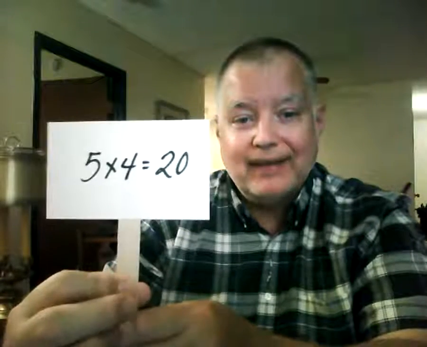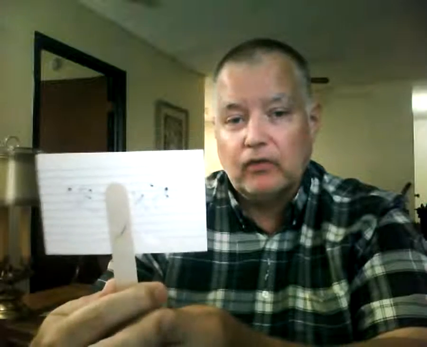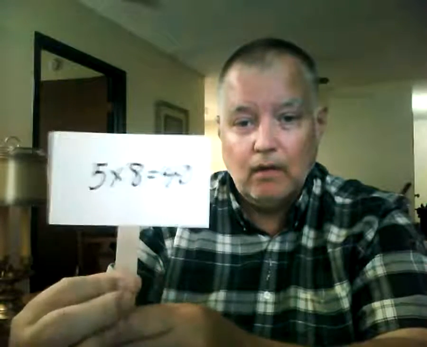5 times 10? 50. 5 times 4? 20. 5 times 9, 45. 5 times 6, 30. 5 times 8, 40. 5 times 5, 25.